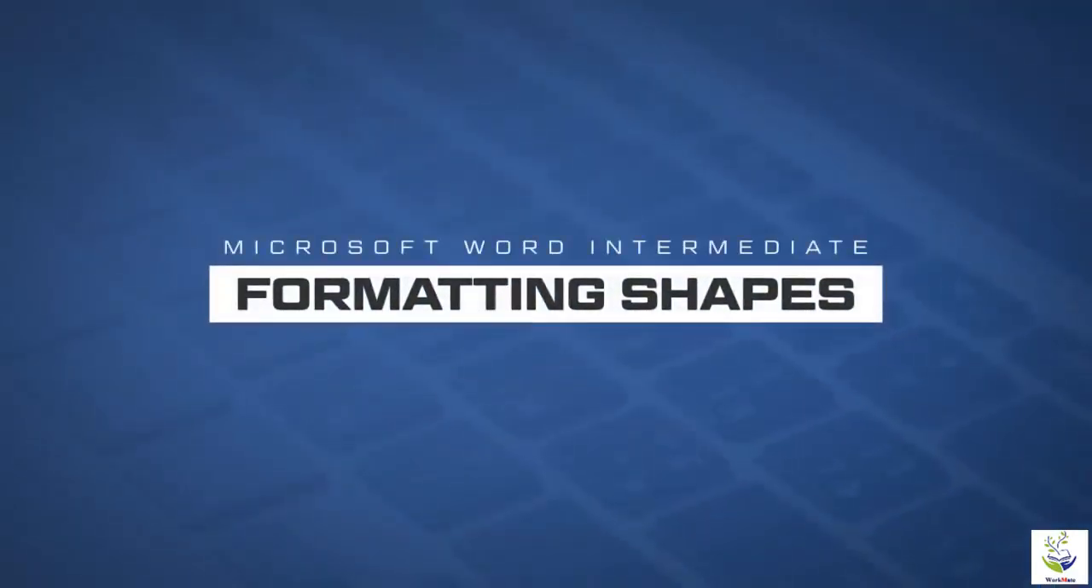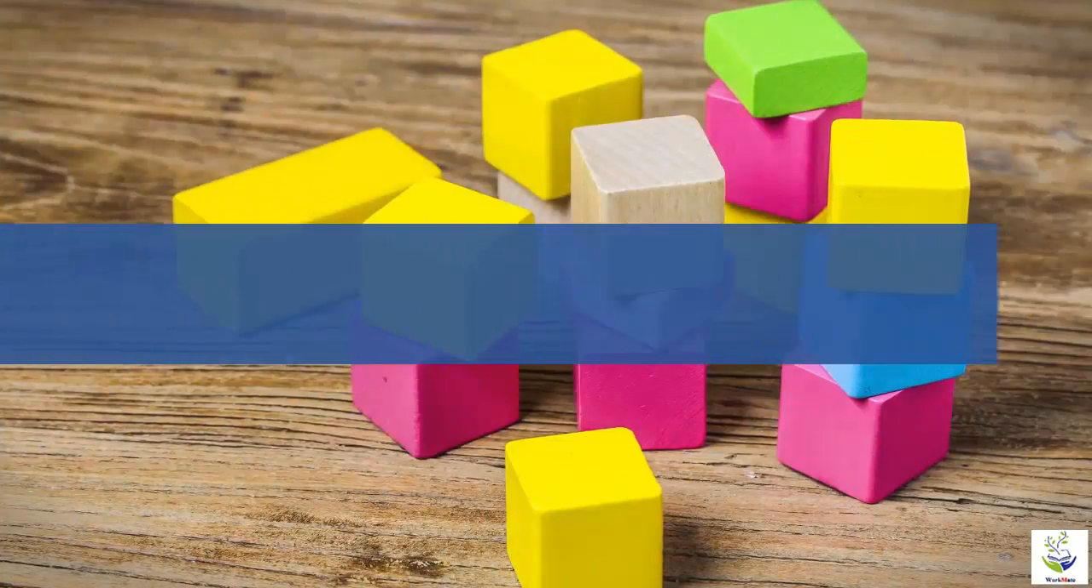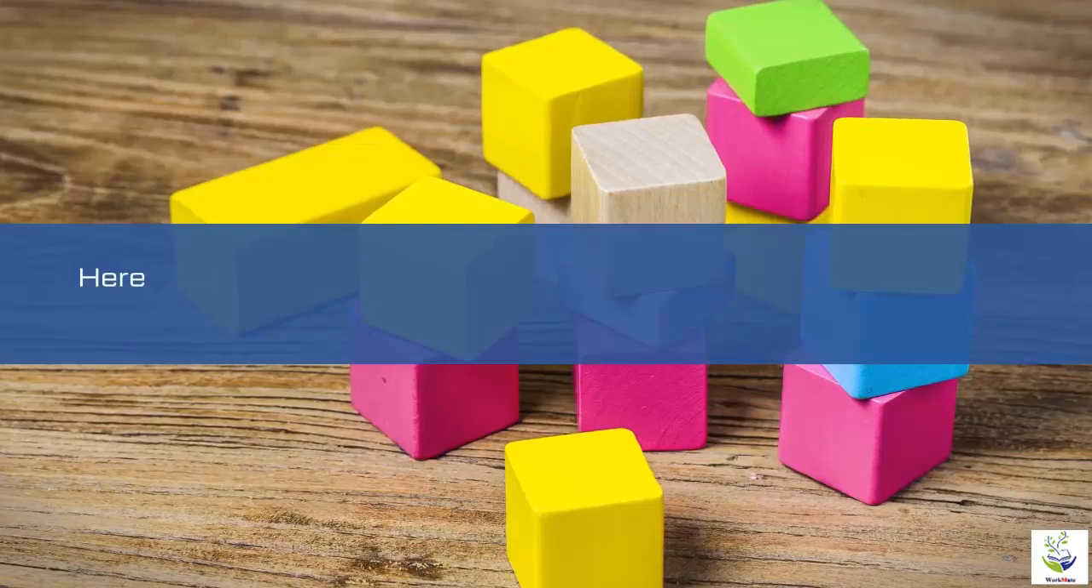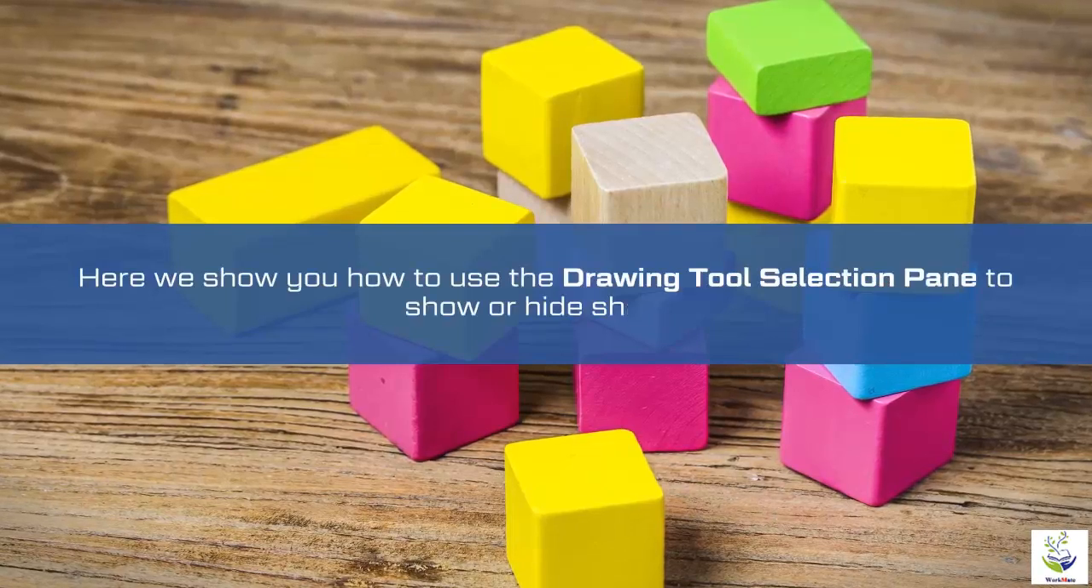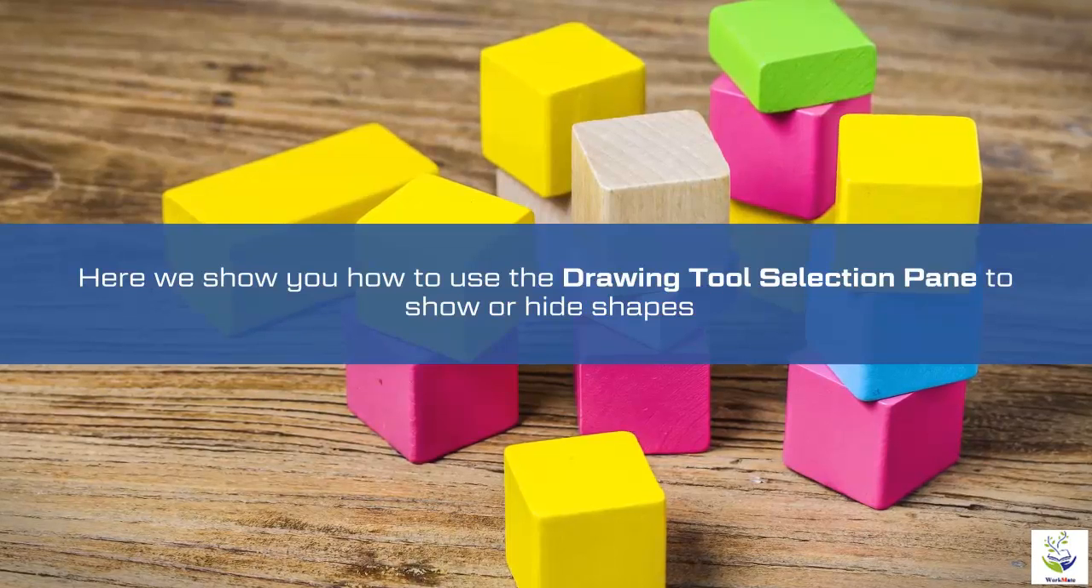So far we've looked at adding shapes, we've looked at editing and modifying them, as well as adding text. Next up we're going to look at some advanced shape tasks, and we're going to start off with the selection pane. The selection pane allows you to show or hide shapes.